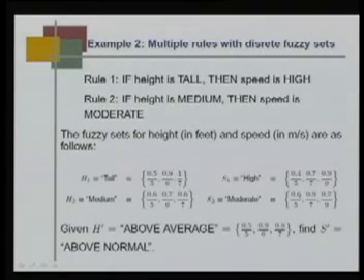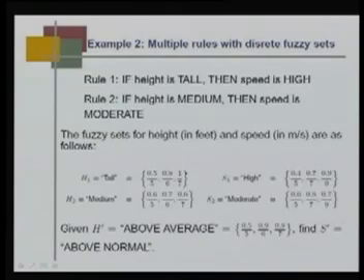The moderate speed is 0.6 for 5 meters per second, 0.8 for 7 meters per second and 0.7 for 9 meters per second. If this is the fuzzy set given, now the question is: given H dash, which is above average, and the corresponding fuzzy set is 0.5, 0.9, 0.8 for 3 different heights, find S dash, the speed above normal. I hope the question is very clear to you.